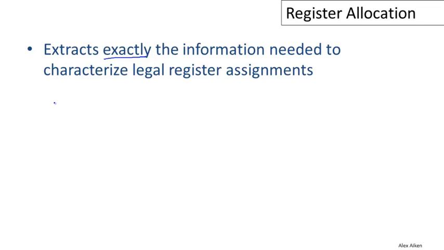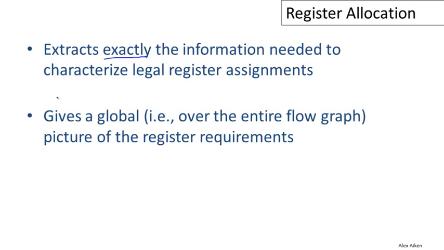Now, I haven't said how we actually get a register assignment out of the register interference graph, but the first step is to characterize the problem in some kind of precise way. And the graph of cannot-live-in-the-same-register constraints does that for us. The other thing that's good about it is that it gives a global view of the register requirements, meaning it's over the entire control flow graph. So it takes into account information from every part of the control flow graph, which will help us to make good global decisions about what values are important to live in registers.